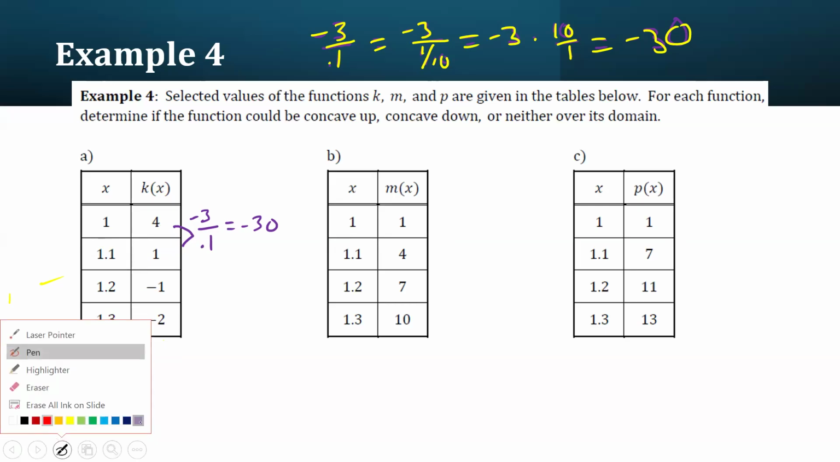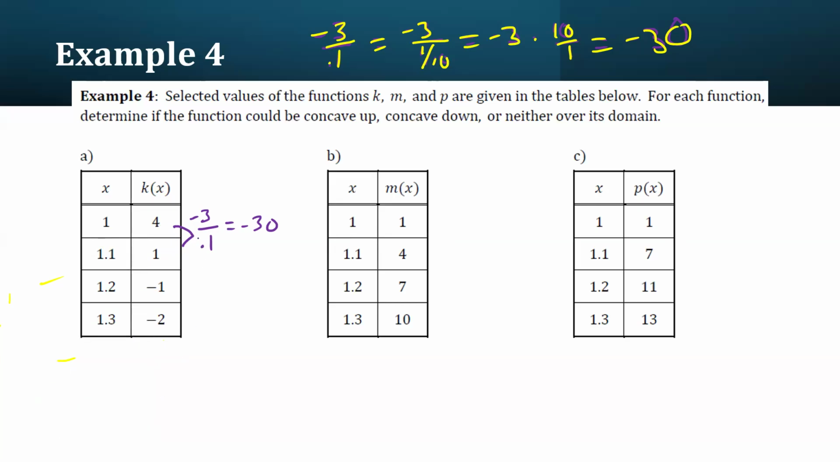Back to what we were doing. We all understand how I got 30? All right, let's do it again. Negative 1 minus 1, negative 2. There we go. Then we have 1.2 minus 1.1, 0.1. It's negative 20. Good job. I literally went so fast.